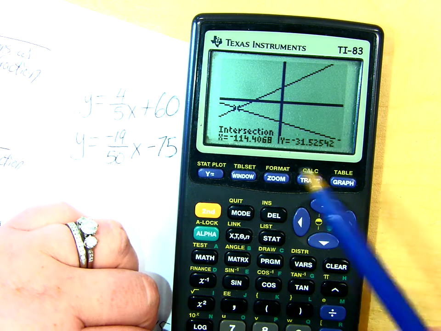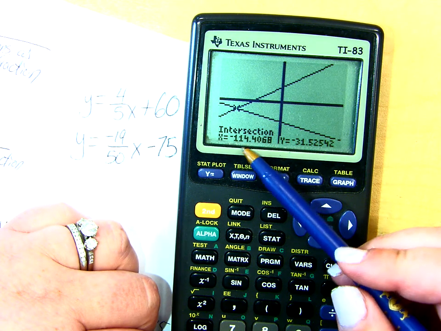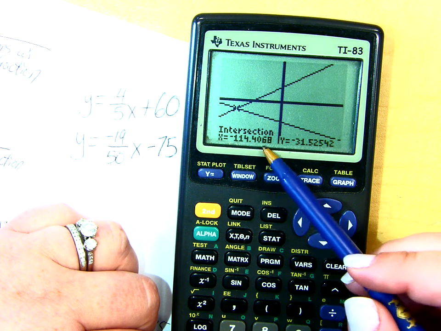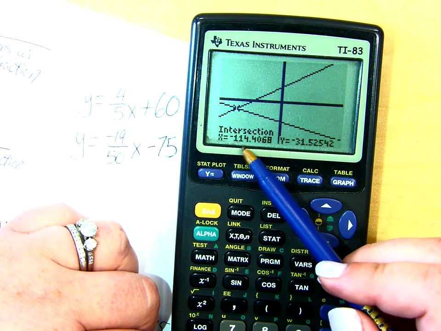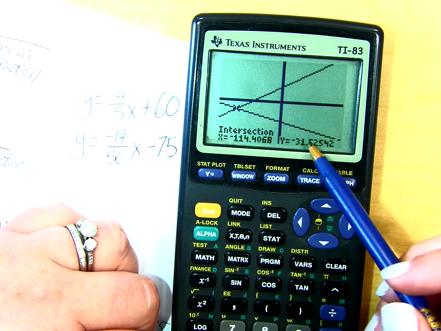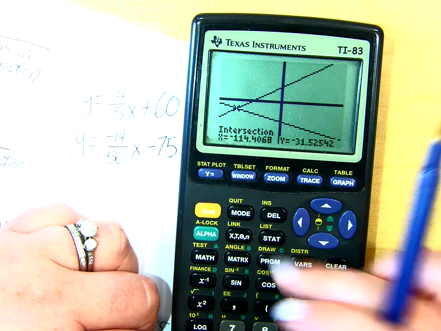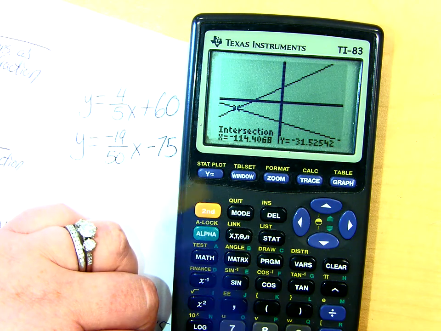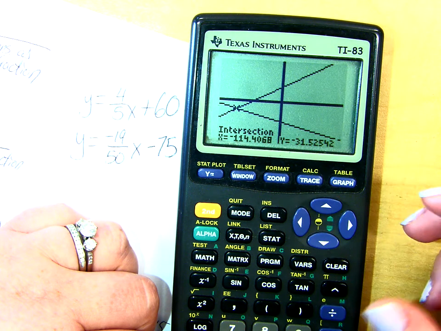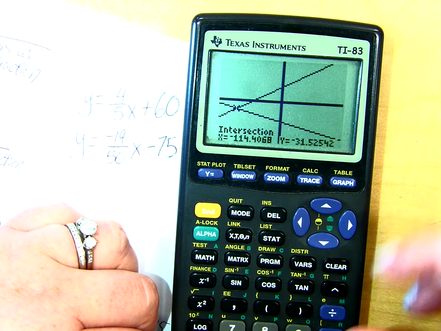There it is. No lines are coming up on mine. I'll fix yours in a minute. So, check yours. Did you get negative 114.4, comma, negative 31.5? Wait, what do you hit? You hit second, and then the trace one, choice 5, and then enter 3 times.